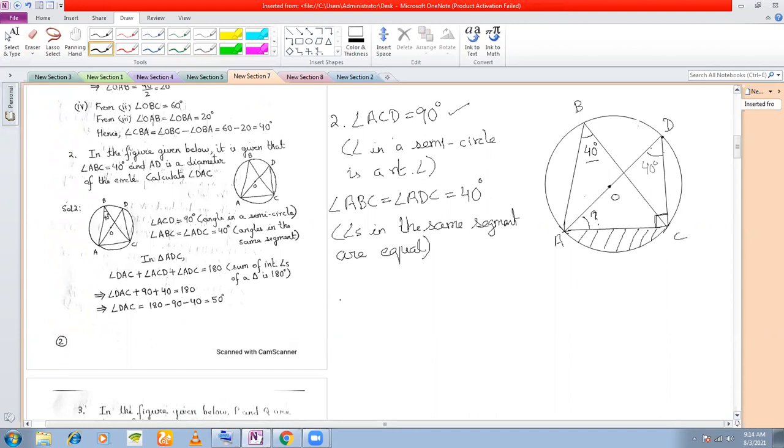Now the third angle is the required angle, angle DAC. So we'll use triangle ADC. In triangle ADC, angle DAC, the unknown angle, plus the 40 degree angle here, which is angle ADC, plus the 90 degree angle, angle ACD, all these angles sum up to 180 because the sum of interior angles of a triangle is 180 degree.